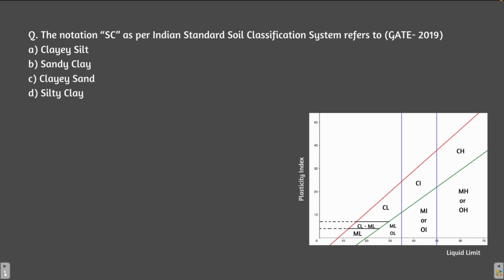Here goes our next question. The next question says that the notation SC as per the Indian Soil Classification System refers to... A super easy question asked in the year 2009. SC means S stands for sand and C stands for clay. This means it is a clayey sand. So you might get confused whether it is clayey silt or clayey sand. It is clayey sand. Why is it not clayey silt? Because for silt the symbol used is M.